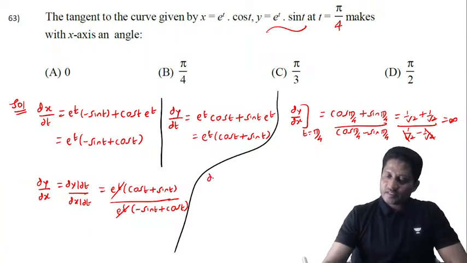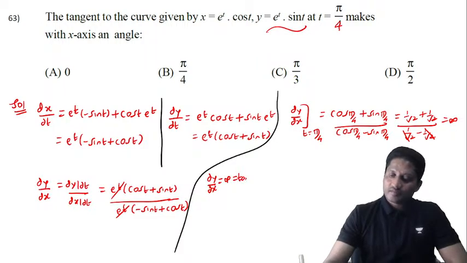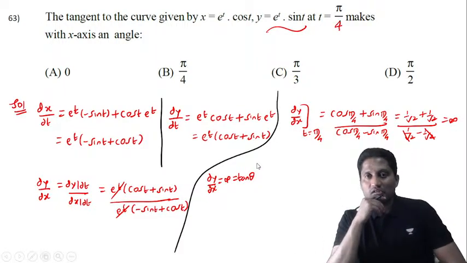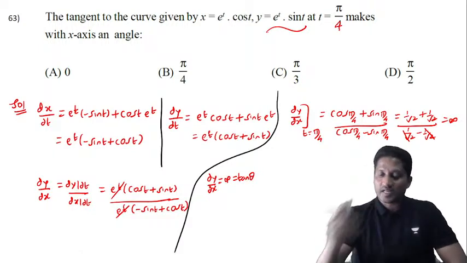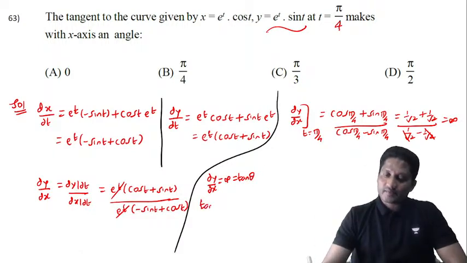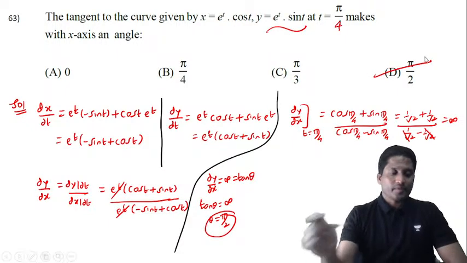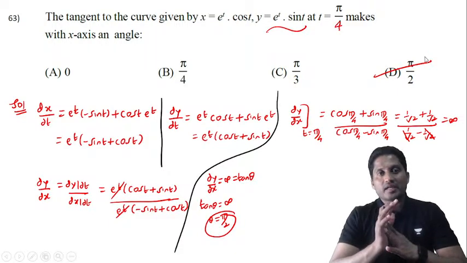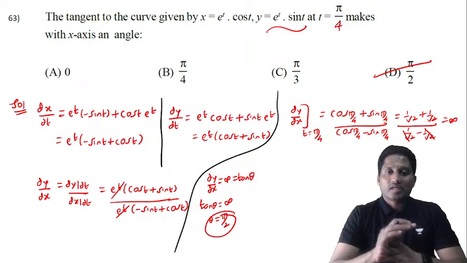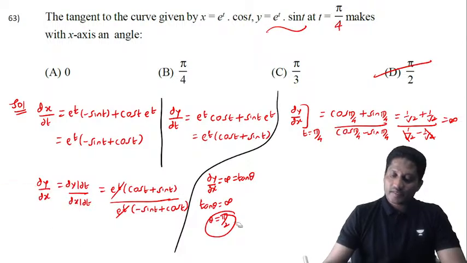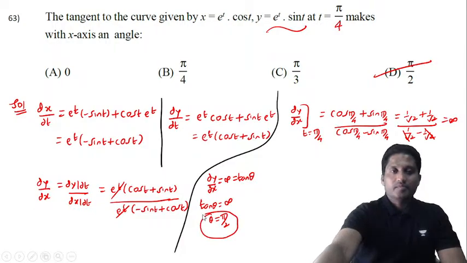Right, now dy by dx is equal to infinity, which is equal to tan theta. The question is, the tangent to the curve makes with the x-axis at an angle. So dy by dx equal to infinity means theta should be equal to pi by 2, because tan 90 is not defined. Answer is option D. You understand, guys? I'm supposed to find out the angle made by the tangent with the x-axis. So dy by dx is infinity means theta should be equal to 90. Okay, let's move to the next question.